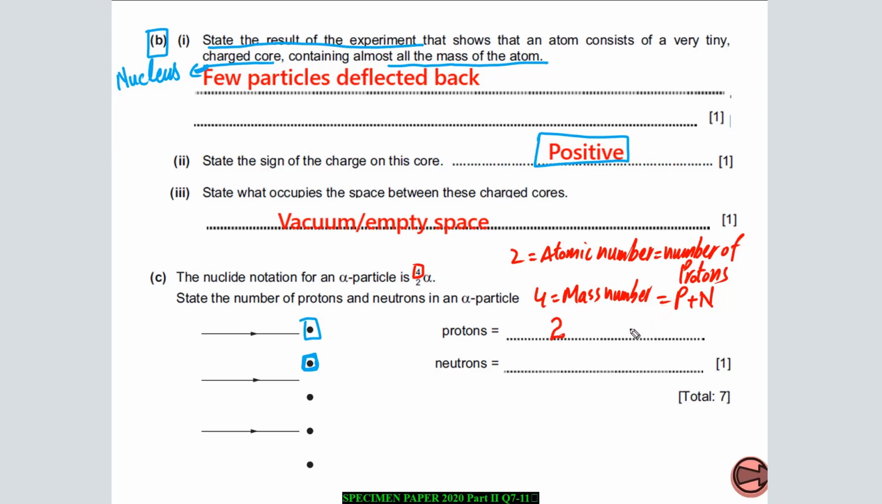How about the number of neutrons? The number of neutrons is also 4 minus 2. So we can write down this one, we use letter Z, for mass number we use letter A. So here A minus Z will give you the number of neutrons, which is also 2.